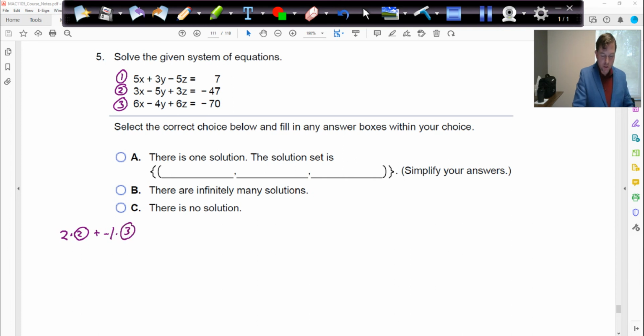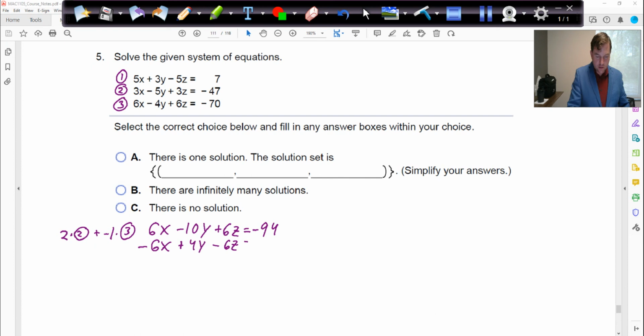So let's double equation 2. You get 6x minus 10y plus 6z equals negative 94. Now negative 1 times equation 3. So just flip the sign on all the terms in equation 3. Plus 4y minus 6z equals positive 70.